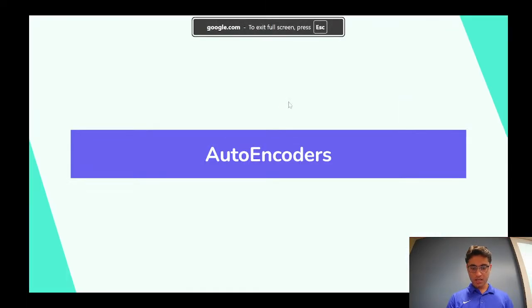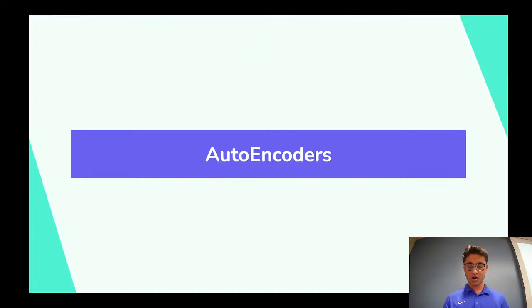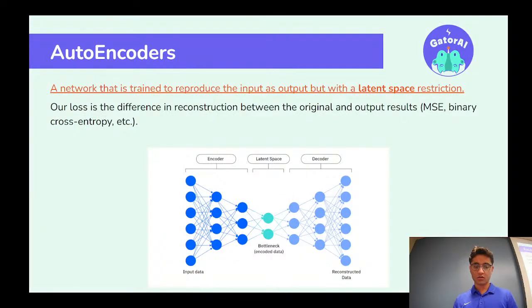And then next, let's get into our main topic for today, autoencoders. So an autoencoder is a little bit different from a traditional neural network in the sense that we're not necessarily trying to predict or classify something that we might traditionally try to do. It's basically a network that is simply trained to produce an input as an output, but there's a latent space restriction. That's the main thing.